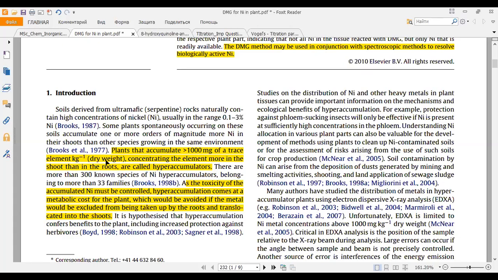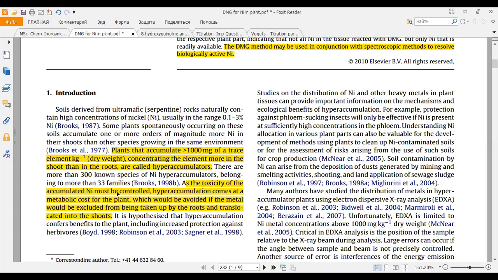Okay, remember it is the dry weight. So first you remove all water and you weigh it and you do the analysis. If the trace element, which means the element that is present in a small amount, if their quantity is more than 1 gram per 1 kg, then it is called hyperaccumulation.